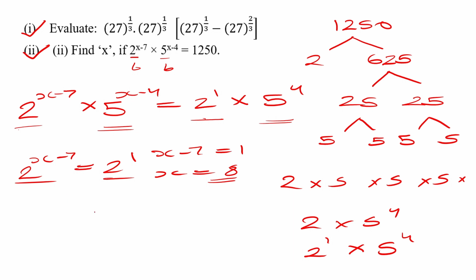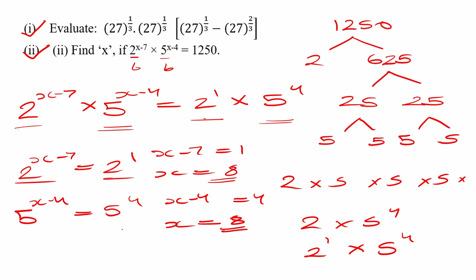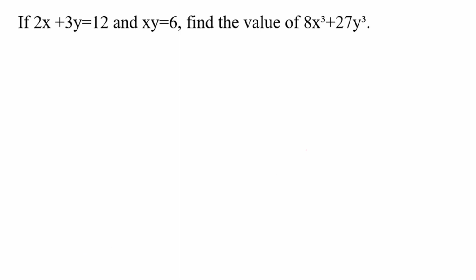So using the value we found, to verify, let's say 5 to the power x minus 4 is equal to 5 to the power 4. What are you getting? x minus 4 is equal to 4, x is equal to 8. Now that you've verified that x is equal to 8 for both, we're getting the final value as x is equal to 8. So I hope this was clear. Let's move on to the next question.